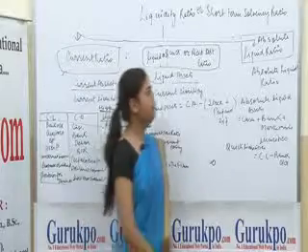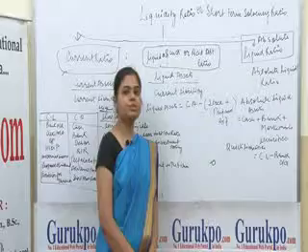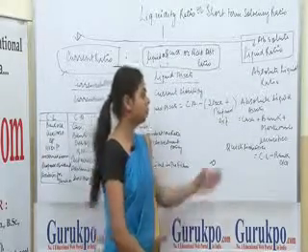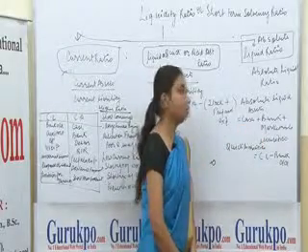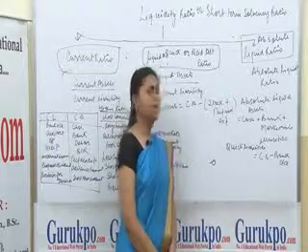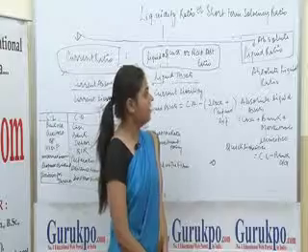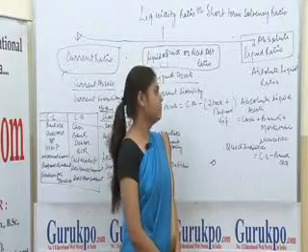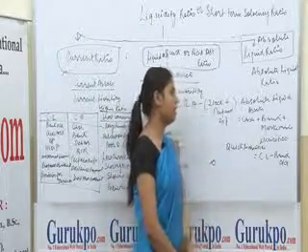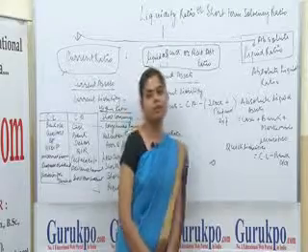Third ratio is absolute liquidity ratio. Absolute liquidity ratio shows the immediate cash position of the firm on a particular date. Absolute liquid means cash, bank and marketable securities. Marketable securities means those securities which we can easily buy or sell in the market. Its formula is absolute liquid assets divided by quick liabilities. Absolute liquid assets are cash, bank and marketable securities, and quick liabilities are current liabilities minus bank overdraft.